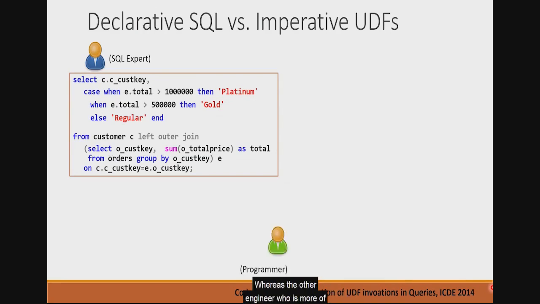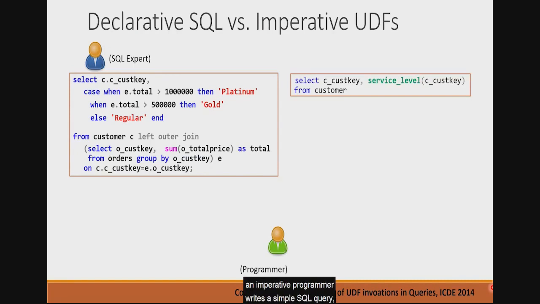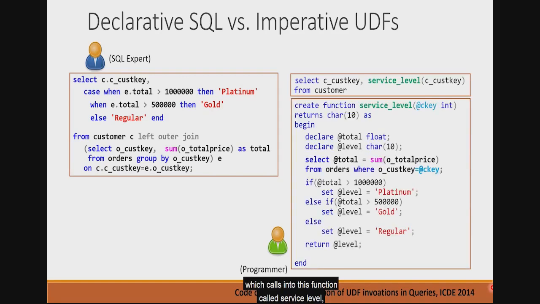whereas the other engineer, who is more of an imperative programmer, writes a simple SQL query which calls into this function called service level, which is a user-defined function, or a UDF. And for every customer key in the database, this UDF is going to compute what is their level or the category, if you will. And as you can see, the code on the right-hand side uses what we call imperative constructs, such as variables and if conditions and things like that, combined with SQL queries.